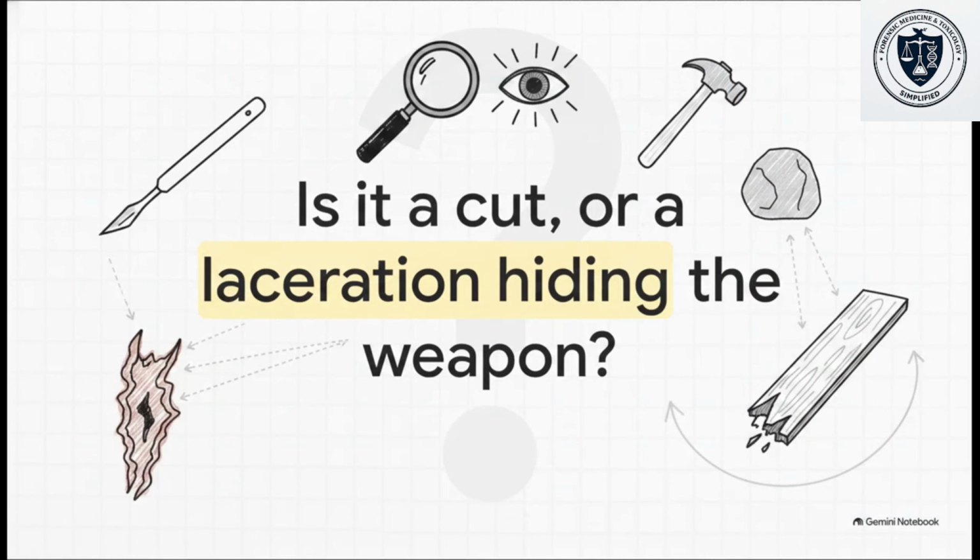So, as we wrap up this explainer, I want you to take this highly trained perspective with you. The next time you see a cut in a mystery movie or read about one in a true crime story, I want you to ask yourself, is it just a clean cut, or is it a jagged, crushed laceration secretly hiding the exact angle, direction, and shape of the killer's weapon?